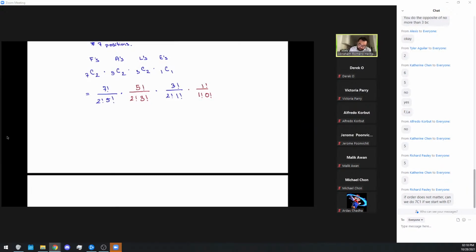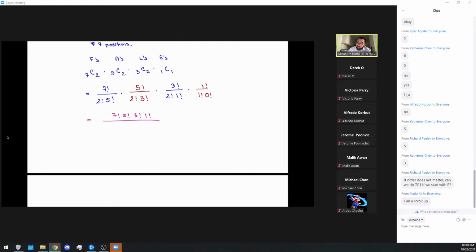But let's actually multiply these out. I'm going to get 7 factorial times 5 factorial times 3 factorial times 1 factorial in the numerator. And then on the denominator, I'm going to get 2 factorial times 5 factorial times 2 factorial times 3 factorial times 2 factorial times 1 factorial times 1 factorial times 0 factorial.